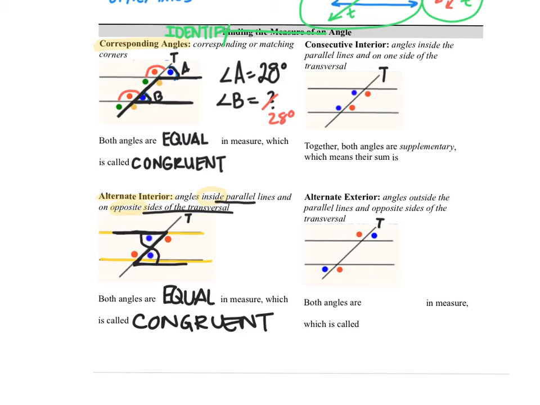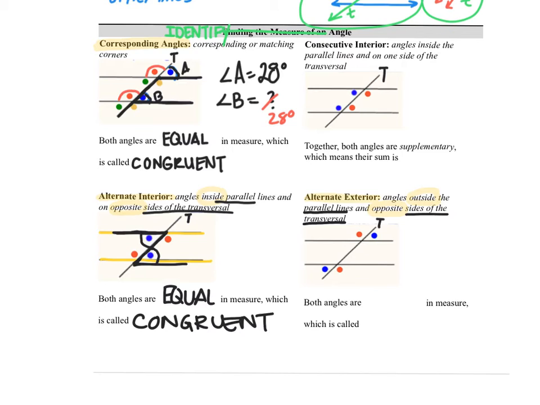Okay, then we have this other kind called alternate exterior angles. Okay, exterior always means outside, alternate always means opposite, right? So in this case, these angles are outside the parallel lines. Okay, oops, let me do that with a pencil instead. They're outside the parallel lines and they're opposite sides of the transversal.